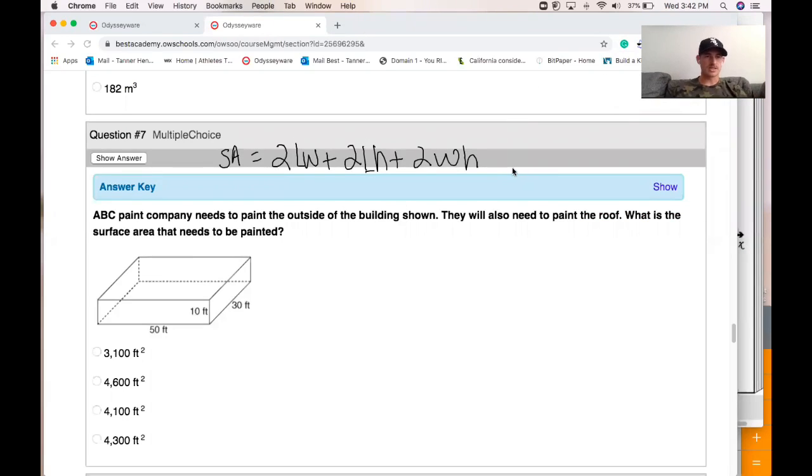Number 7 says ABC Paint Company needs to paint the outside of the building. They will also need to paint the roof.